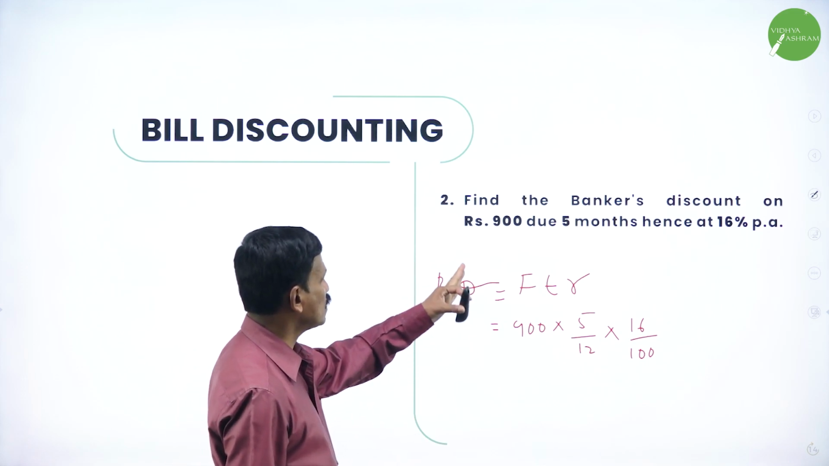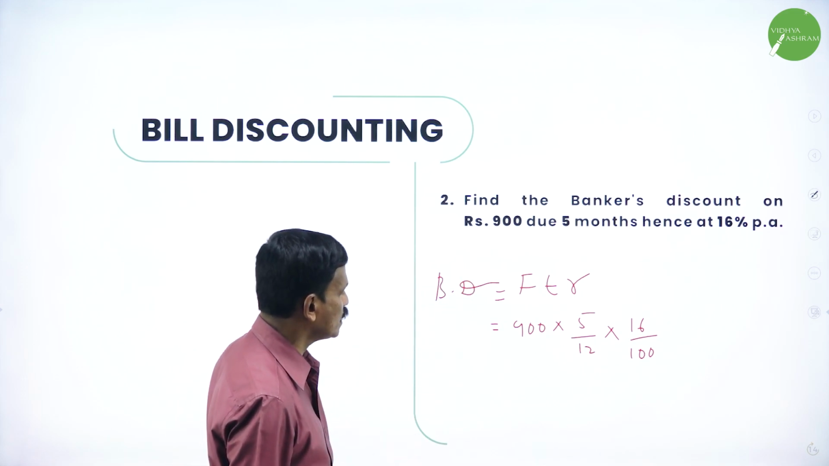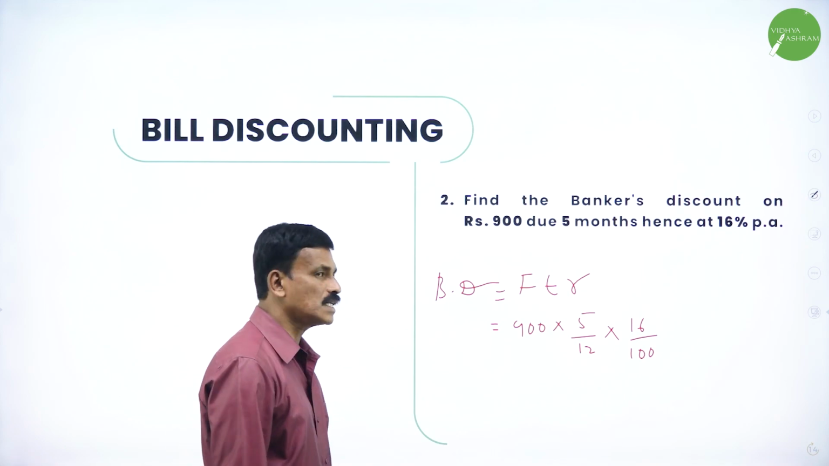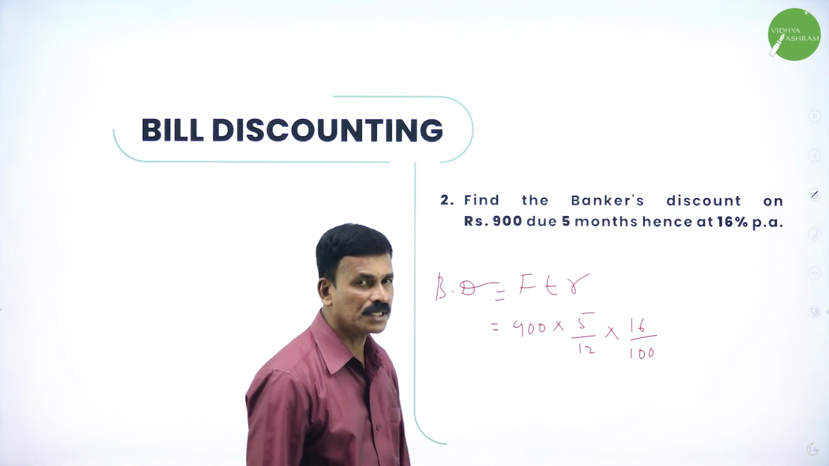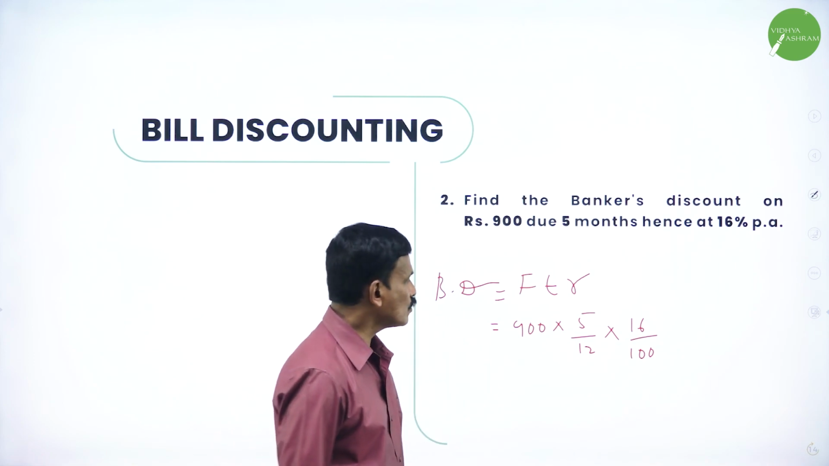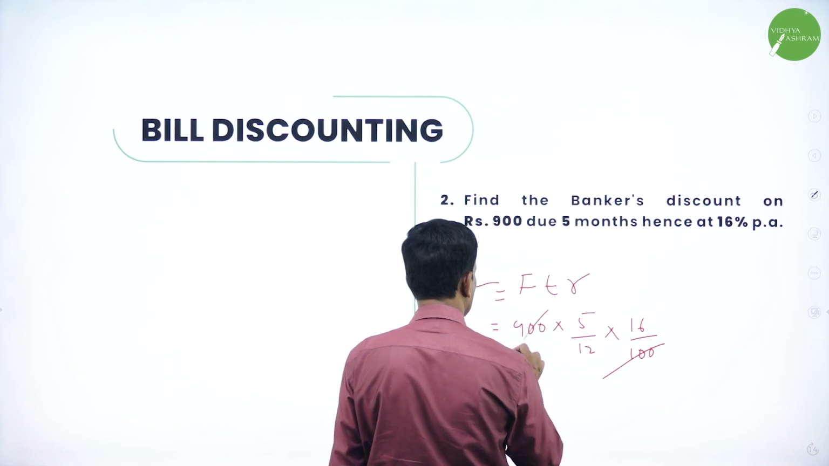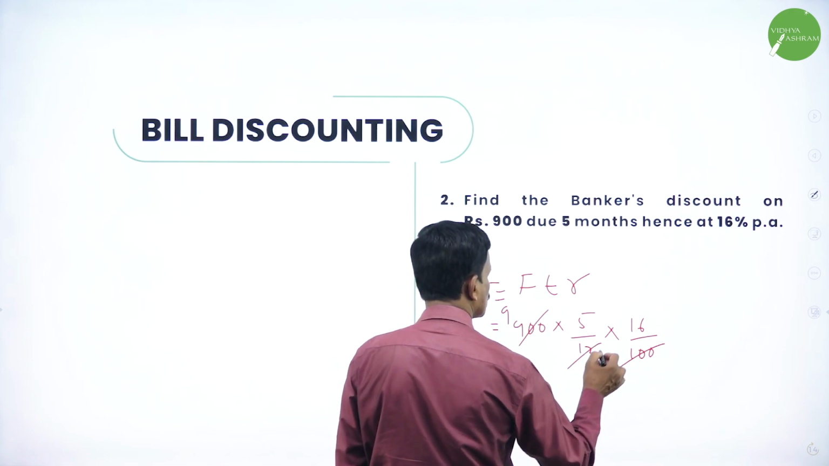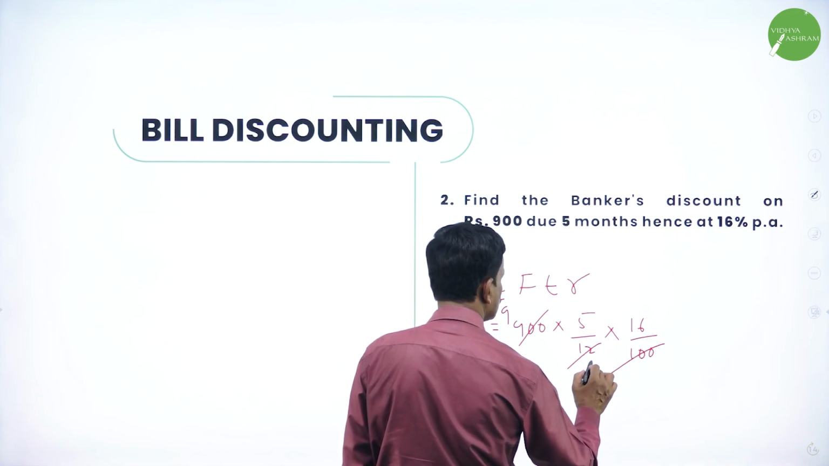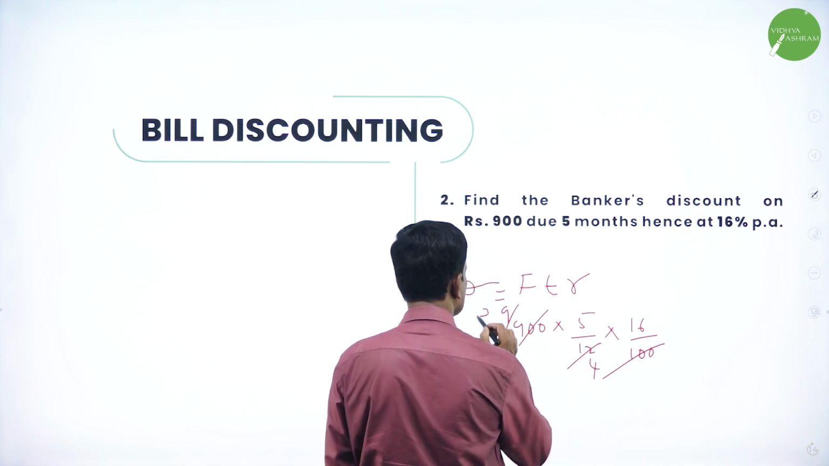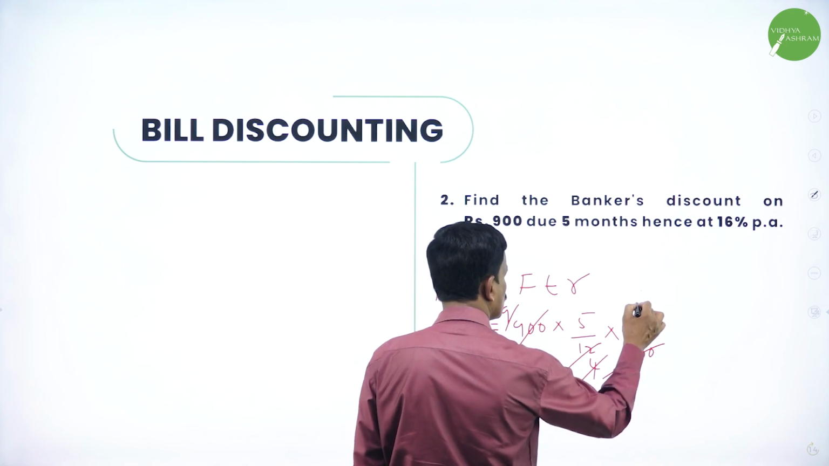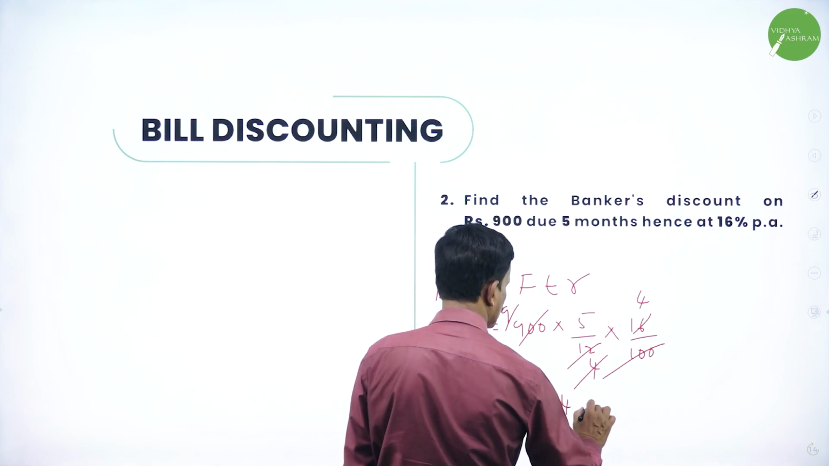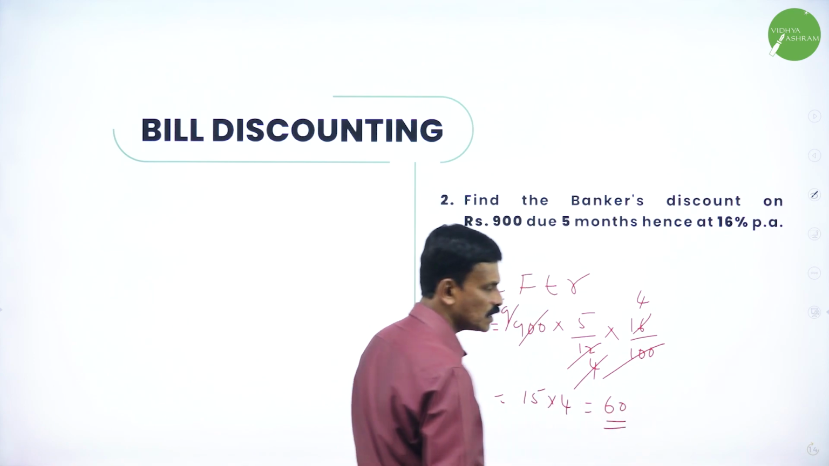What is F? F is the face value, that is nothing but 900, into time period is 5 months divided by 12, into rate of interest 16 divided by 100. Simplify this, that's all. What is this equal to? Divide it. 9 times gets cancelled. So that is, 3 4s are 12, 3 3s are 9, 4 4s are 16. That is 5 3s are 15 into 4. That's equal to 60.